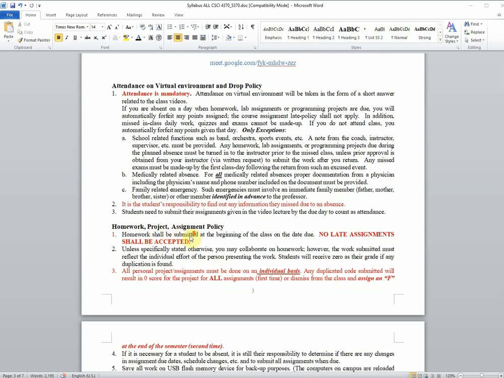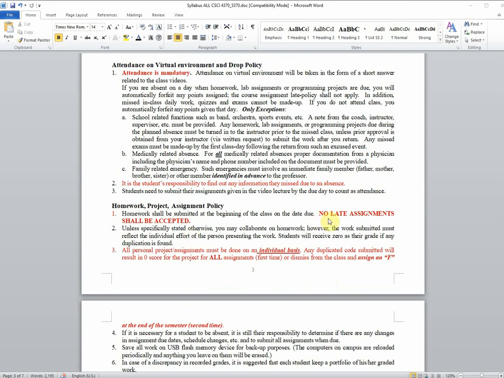So for homework assignment policy, no late assignment is going to be accepted. All personal project assignments must be on an individual basis unless it's a team project. So you need to make sure you submit your own work. Blackboard has a very good plagiarism detecting system. So when you submit those things, they will do an automatic analysis. Don't do something stupid, please.